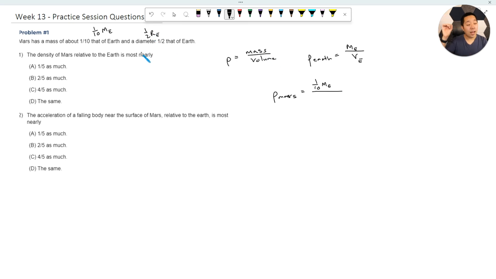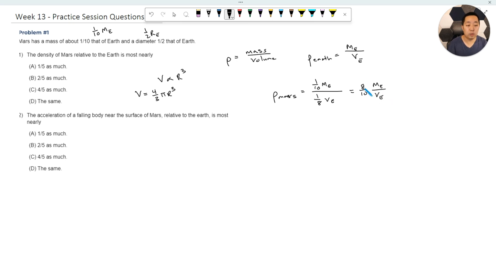When I do half of the radius, you remember the volume is proportional to radius cubed. So that means if I halve the radius, it's going to be 1/8 the volume of the Earth. And that's because, remember, the volume is equal to 4/3 pi r cubed. So if I multiply the r times 1/2, then the volume would get multiplied by 1/8. Okay? And so this is going to be 8/10, mass of the Earth over volume of the Earth.